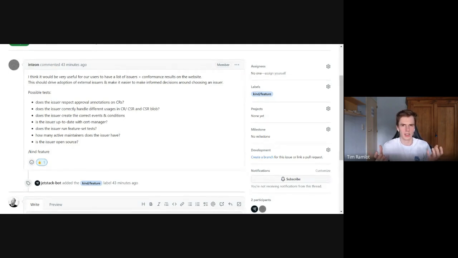Of course, we'll have to create definite rules, right? So it has to be clear what the rules are. And I think that will also take some time. And maybe we should also think, what if we change the conformance tests over time? How will that affect these results on the website? Maybe there is also something around that.